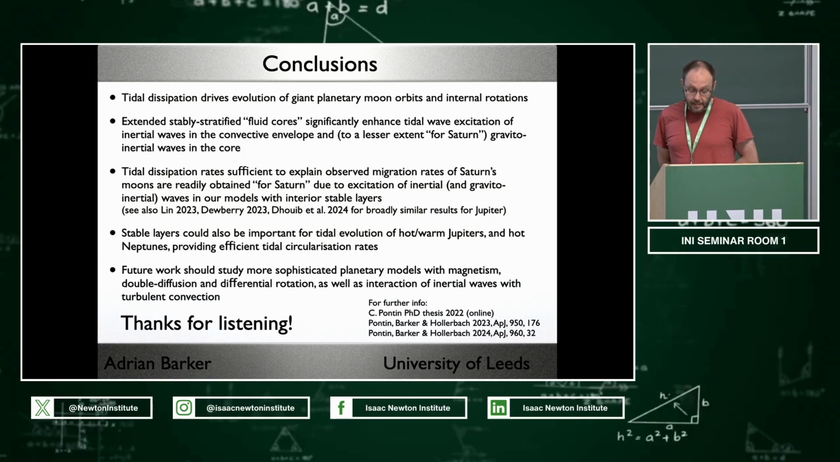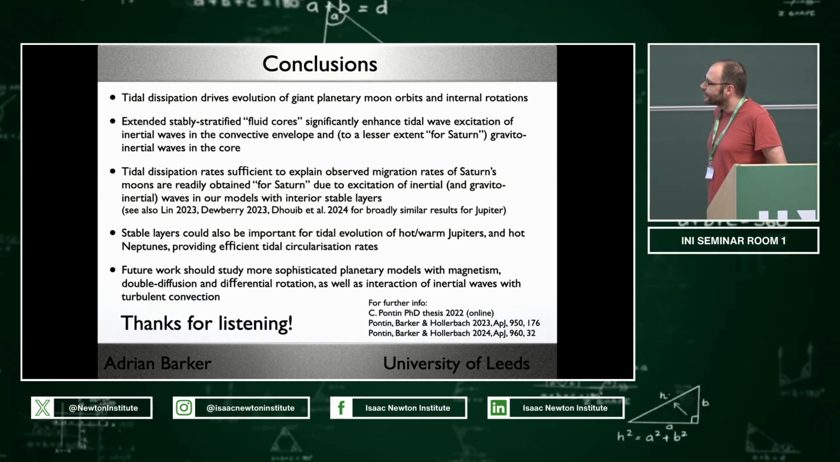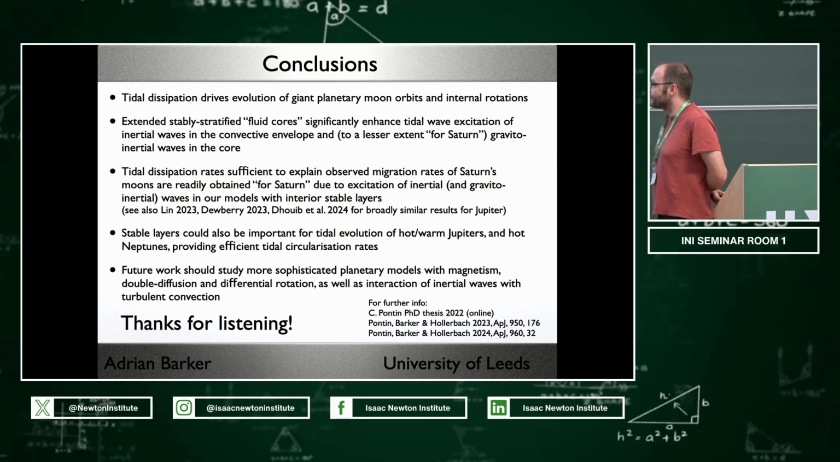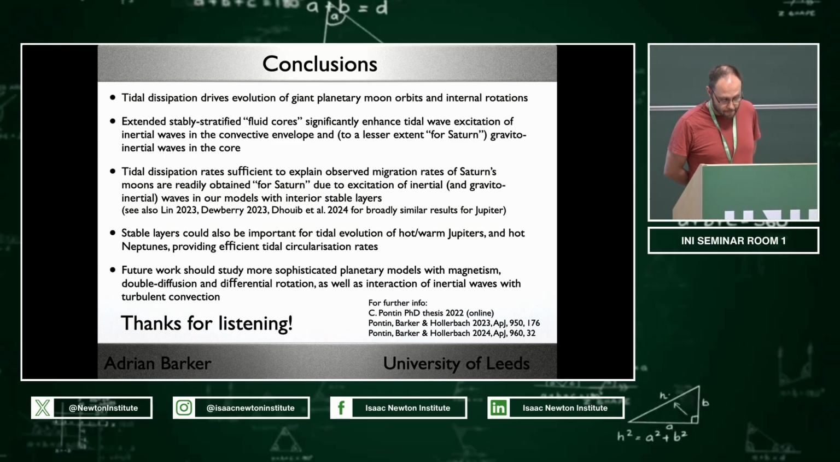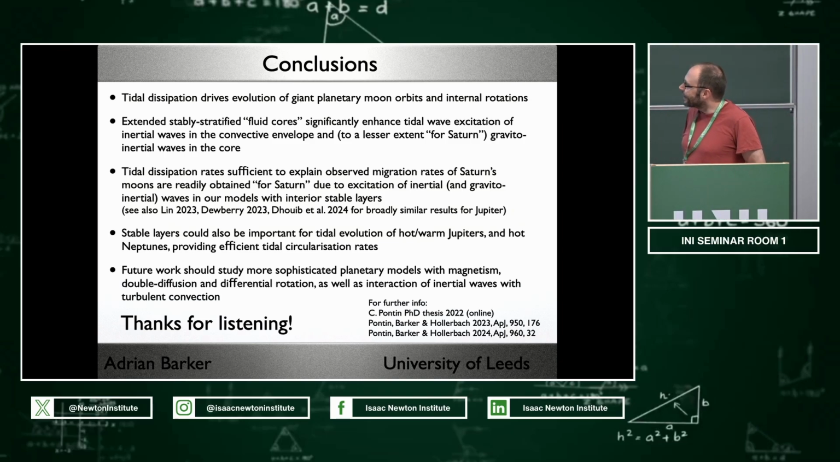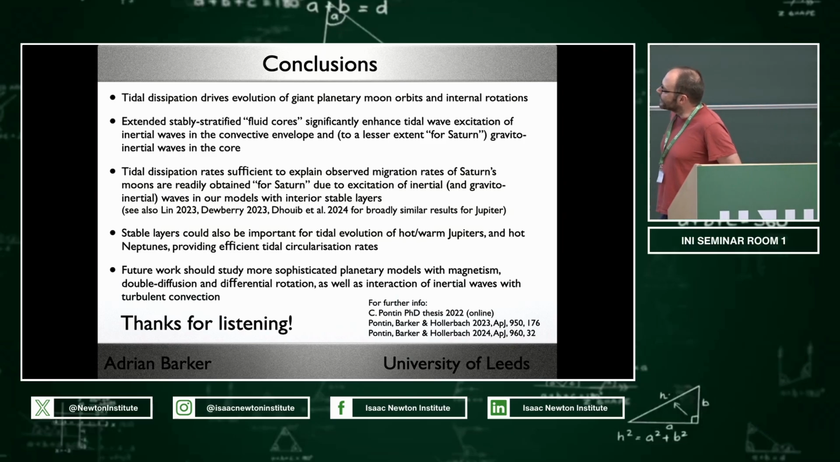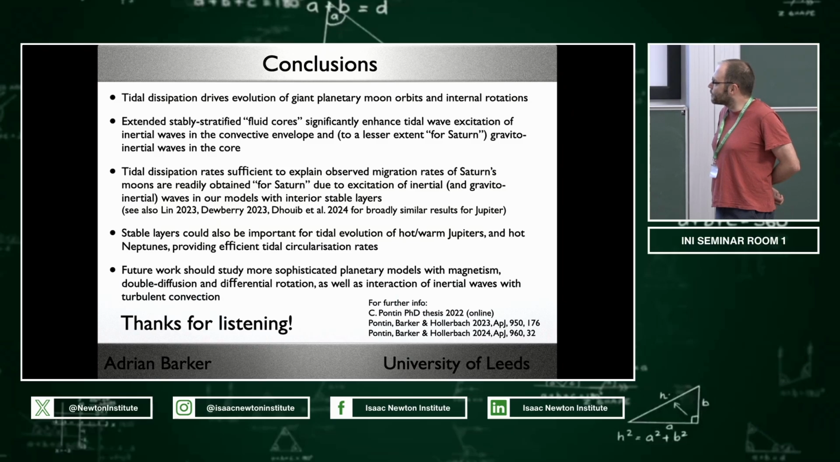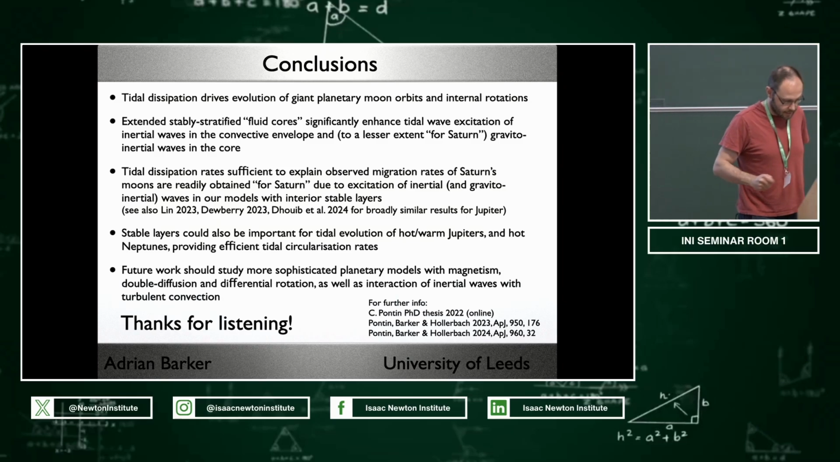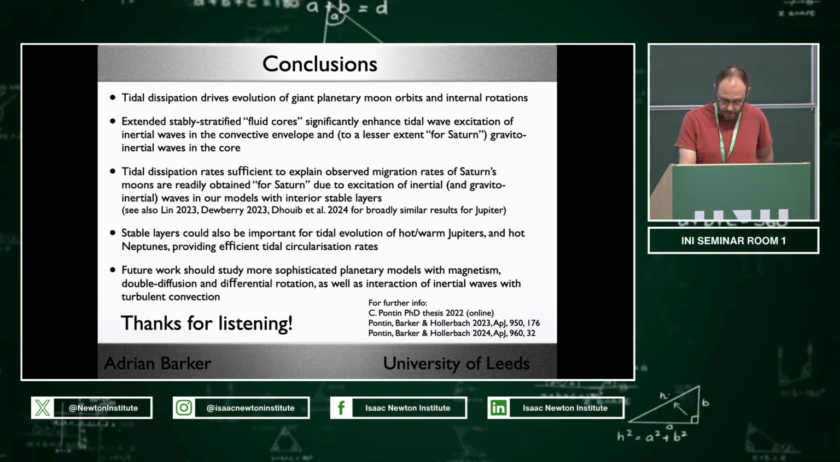And recently there have been a number of groups looking at exploring the effects of stable layers on the tidal responses, and found these to be very important for the tidal responses. So similar pictures very broadly found for the tidal response in Jupiter, and stable layers are likely to play an important role in explaining the observed migration rates of Saturn's moons.